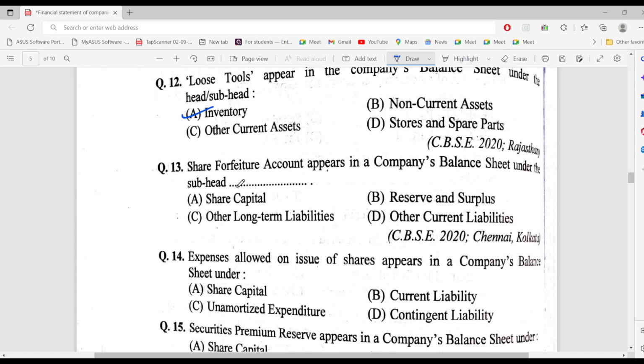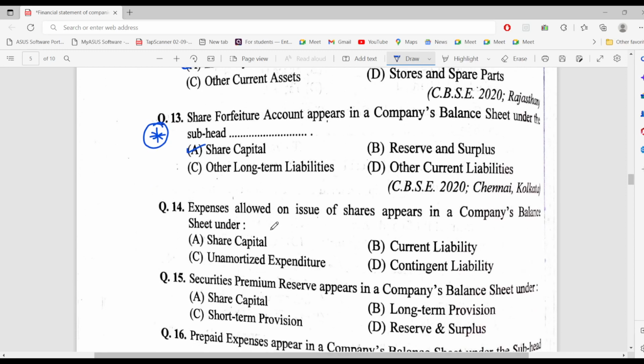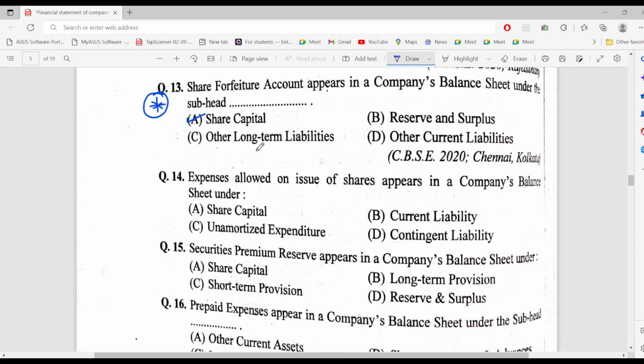Share forfeiture account appears in a company's balance sheet under the subhead. That's a nice question. So it appears in a company's balance sheet under the subhead share capital. Share forfeiture account appears under share capital.